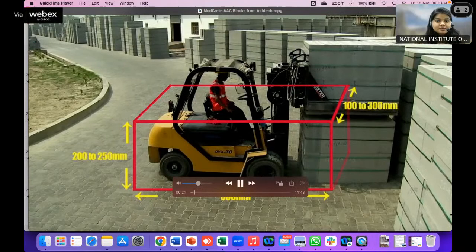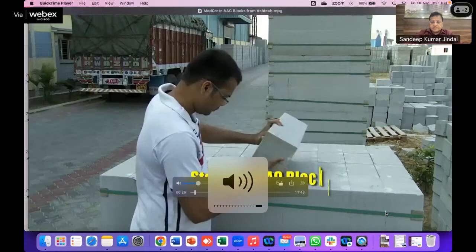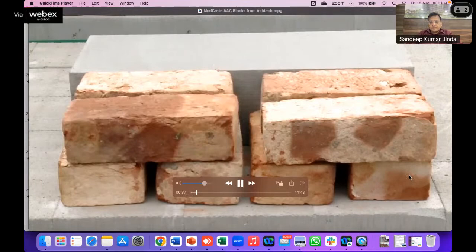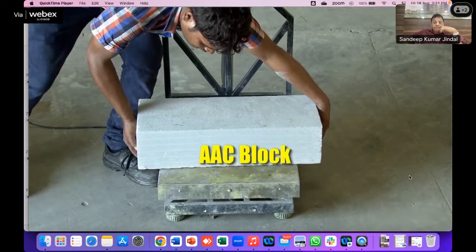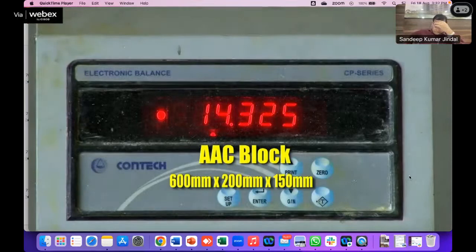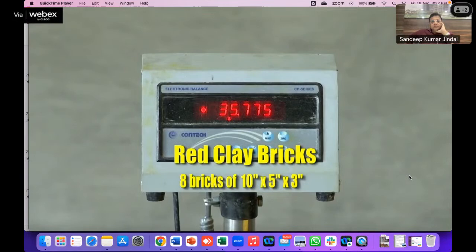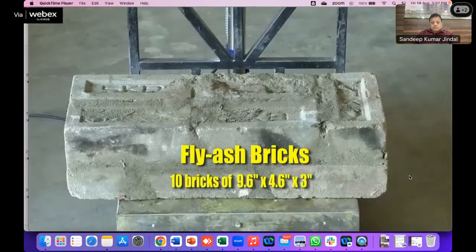Though larger in dimension, the blocks are light and come in sizes up to 300 millimeter in thickness. A standard concrete AAC block of 600 millimeter by 250 millimeter by 150 millimeter is equivalent to about 8 plain bricks. The weight of one single block is about 14 kgs, whereas 8 red clay bricks, equivalent of the same volume as the block, weigh 36 kgs, that is more than double. The 10 fly ash bricks of the equivalent volume are heavier at about 41 kgs.